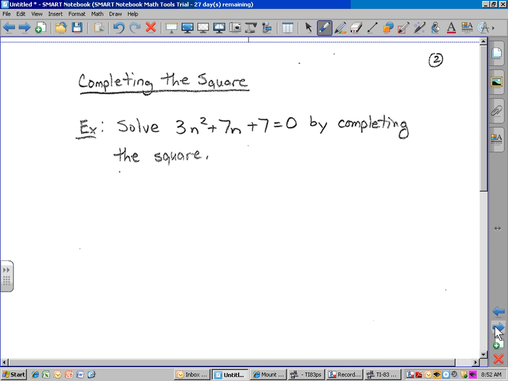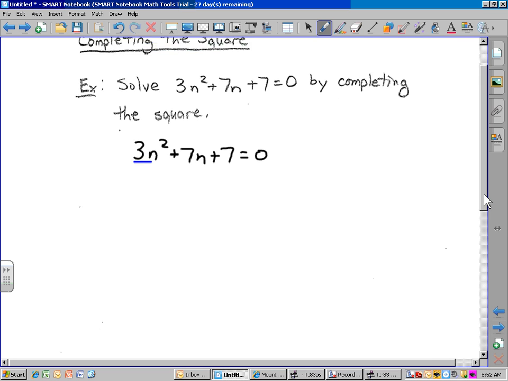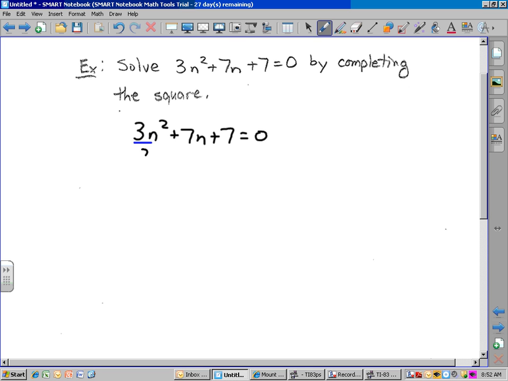Step 1. Step 1 when completing the square is that you must have a plain squared term. The squared term currently has a 3 in front of it. We cannot have that. The 3 must go away. We will get rid of that by dividing all of the terms by 3.